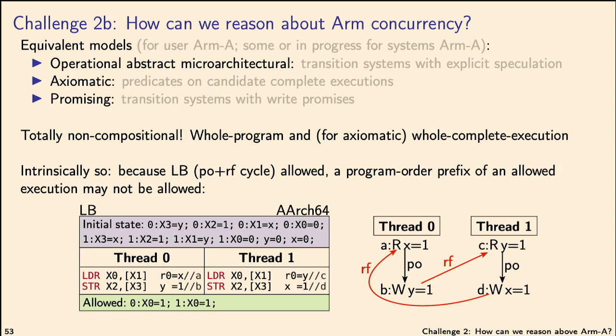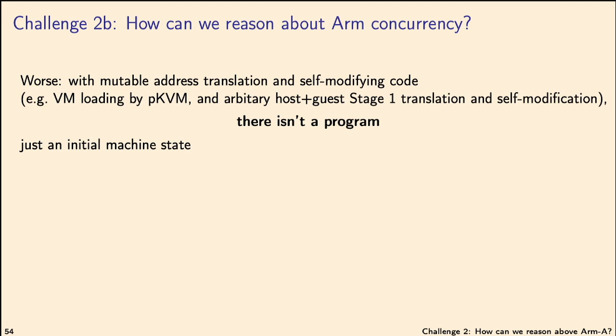And this is kind of intrinsic to the architecture, because ARM allows this load buffering shape. You can have cycles in PO plus RF. You can have perfectly allowed executions like this in which two reads read from the program order future of another thread. So there is no PO prefix of this execution which is closed under RF. It's not nonsense, it's just intrinsically not very compositional. So that's a bit of a challenge.